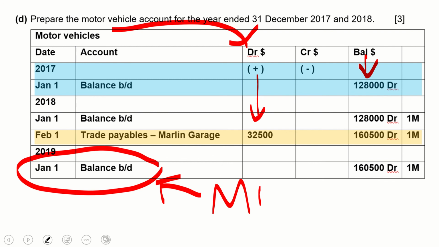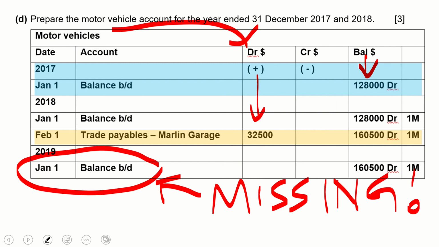Many students have gotten this balance missing. You did not close the account properly. And if you do not close this account properly, you will lose marks.